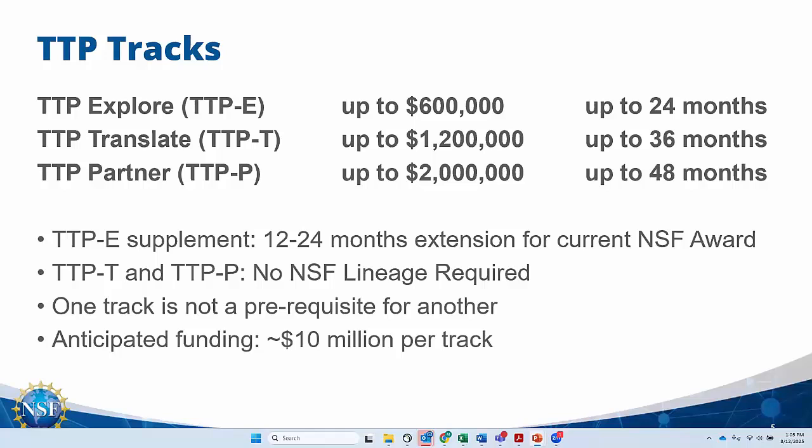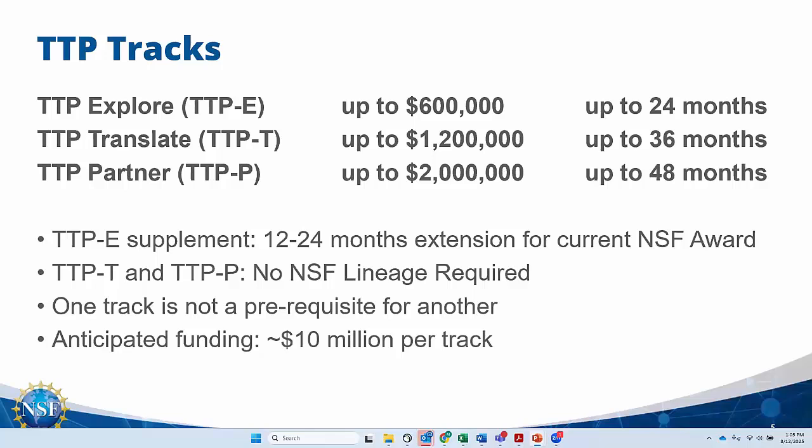So again, the Explore track is awarded as a supplement, so it will be a 12 to 24 month extension on your current NSF Basic Research Award. For the Translate and Partner tracks, I just want to emphasize again, there's no NSF lineage required for those two tracks. And one track is not a prerequisite for another.